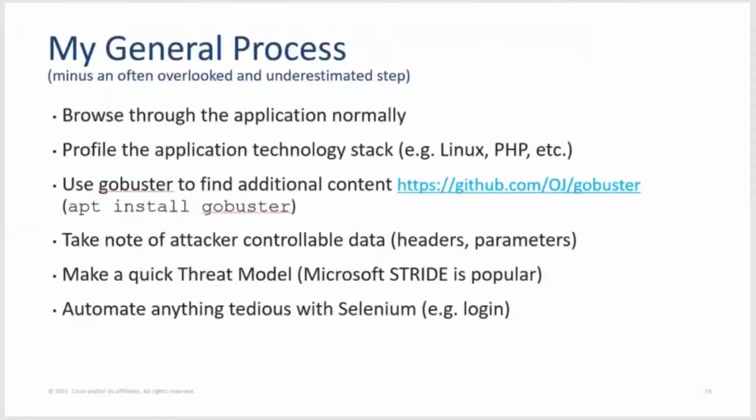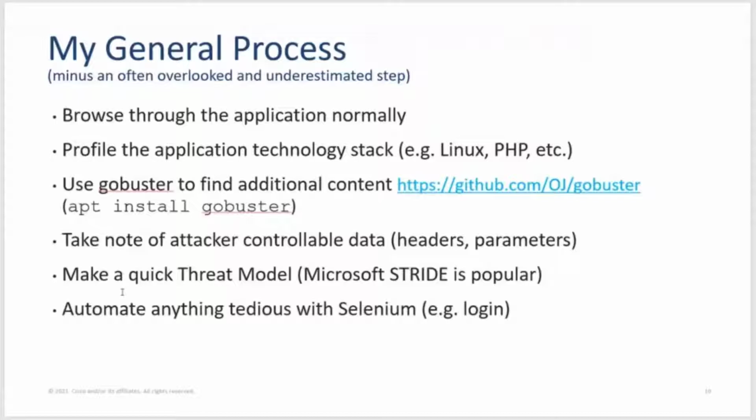My general process looks kind of like this, minus a very often overlooked and underestimated step. So first, you'll browse through the application manually, and just try to get a feel for how it works. It also populates the Burp state, and then in the background, Burp will start looking at all the requests that you made and try to figure out if there's anything worthwhile looking for.